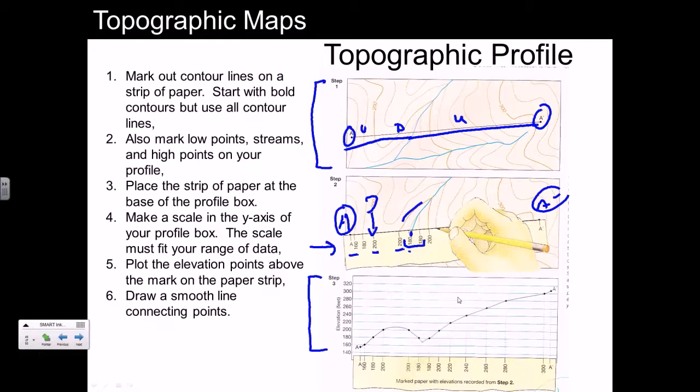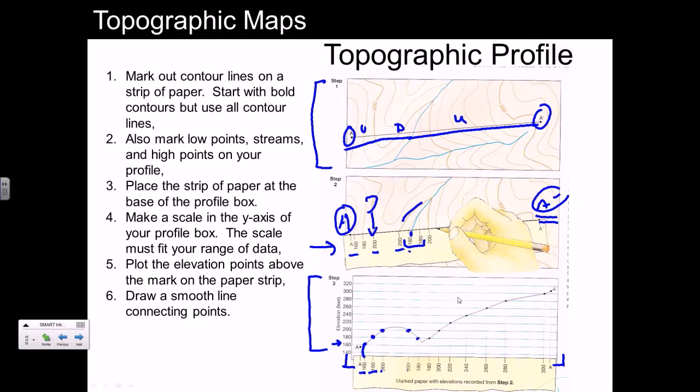Then you're going to take the whole strip once you've gone all the way over to A prime, and you're going to line it up at the bottom of your profile box. Okay? And then you're just going to come along and go to 160. You're going to find that point and go straight up to the 160 and put a dot. The 180, you're going to go straight up to 180 and put a dot. 200, straight up to 200 and put a dot. Then you hit 200 again, you put a dot.